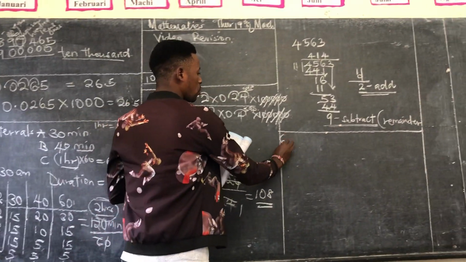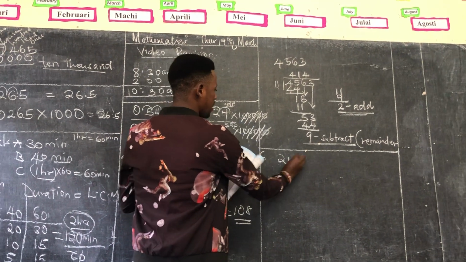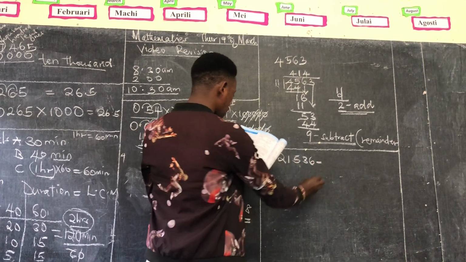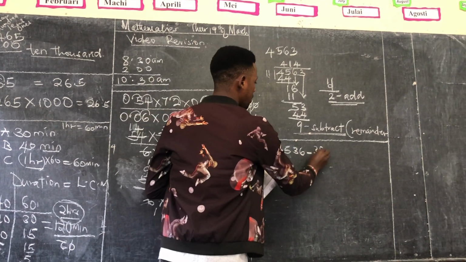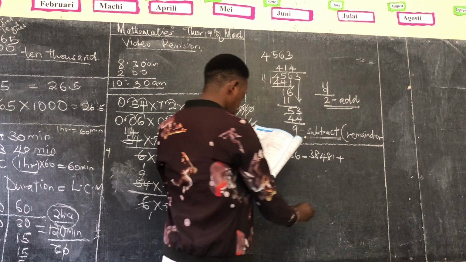Then number 6, it was workout 21,536. You subtract 38,481. You add 2.